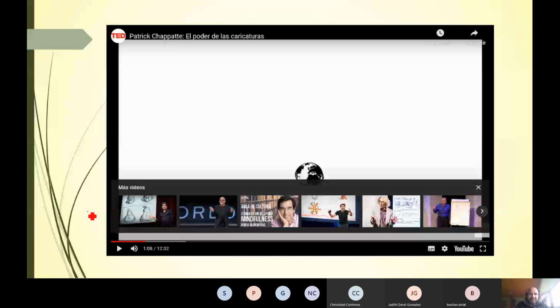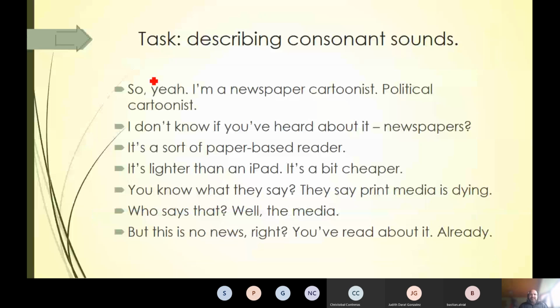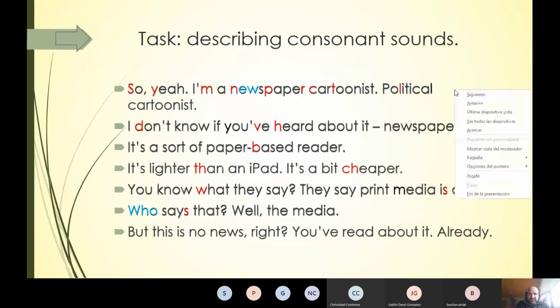All right, so those are 30 seconds of someone speaking, right? And this is the script of this gentleman's speech in his TED talk. He says, so yeah, I'm a newspaper cartoonist, political cartoonist. And the consonant sounds that I wanted to focus on are the ones that are in red.